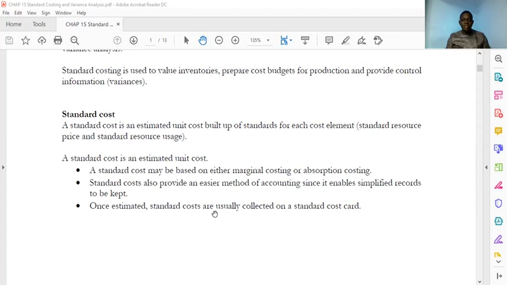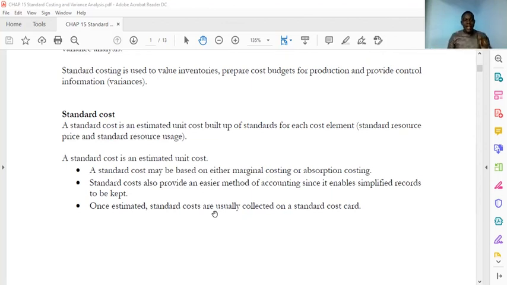A standard cost may be based on either marginal costing or absorption costing. Under marginal costing, we looked at how to determine the cost of a product by using the variable costing approach, where only variable costs of production are factored into the product cost. Whereas under absorption costing, both variable and fixed production overheads are considered as part of the product cost. So for a standard cost of a product, an organization may opt to use either the marginal costing technique or the absorption costing technique.